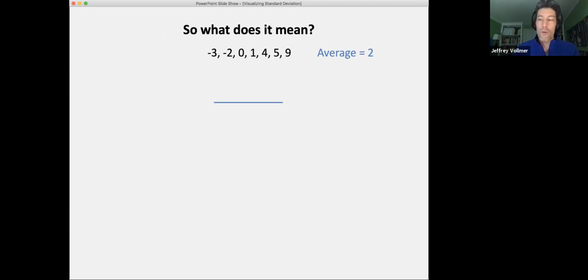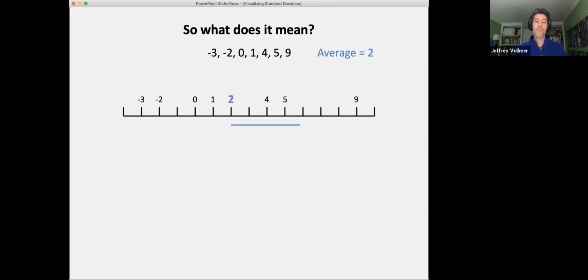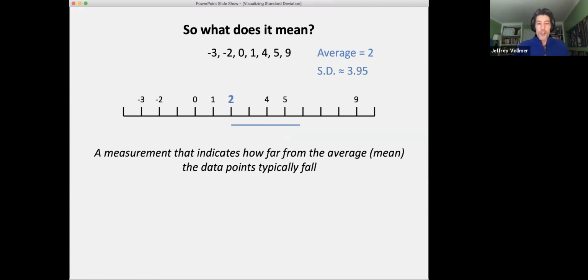Okay, wow. Why did we do all that? What does this really mean? Well, on this number line, this distance, which is just under 4, about 3.95, is the value where there's a certain expectancy of how many values in the set fall within 3.95 above the average and within 3.95 below the average, and so on. Like 2 standard deviations above, 2 standard deviations below, things like that. So this is how standard deviation is calculated.